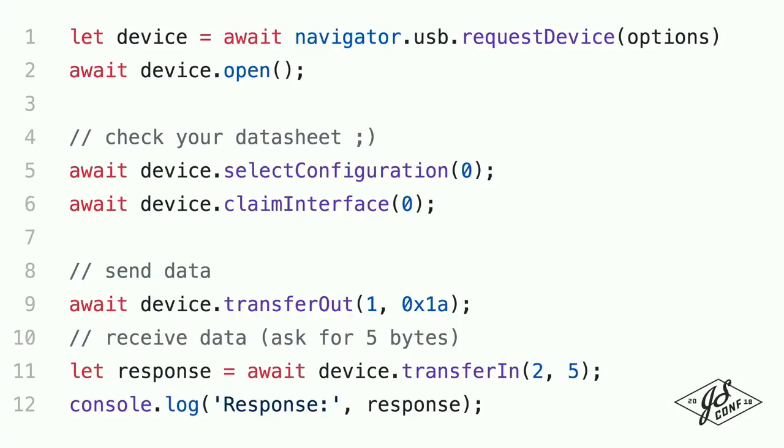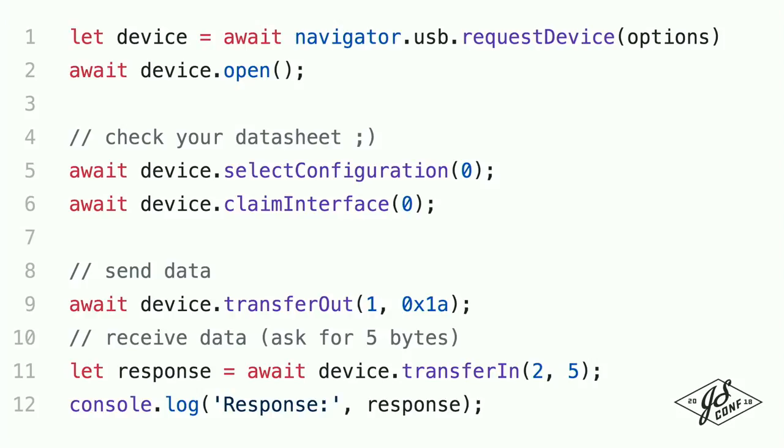After that, you can just start sending data. So I am doing device transfer out. I'm choosing the second endpoint on my interface, and I'm just sending the byte like 1A. So I'm just sending one byte of information. And that 1A might be an opcode. It might be something like make a noise in my device. You know, it could be start uploading firmware or something like that.